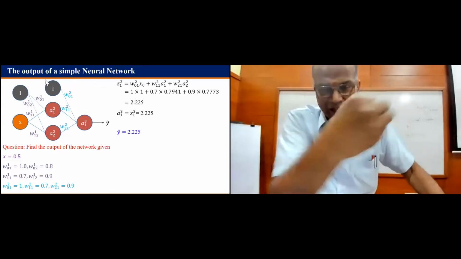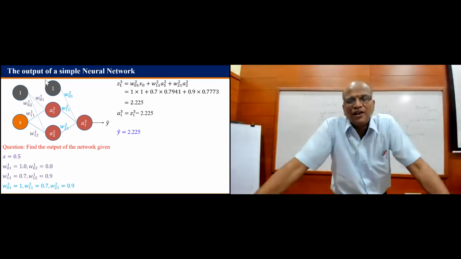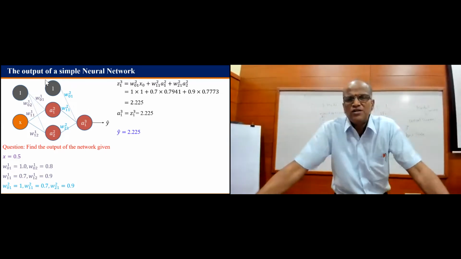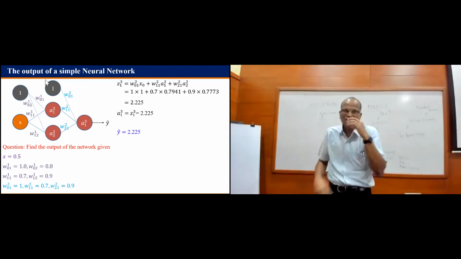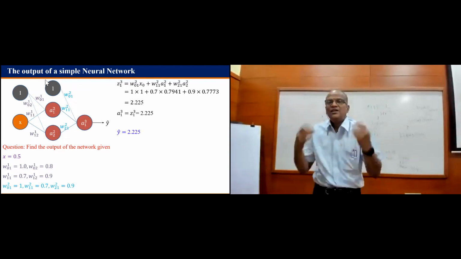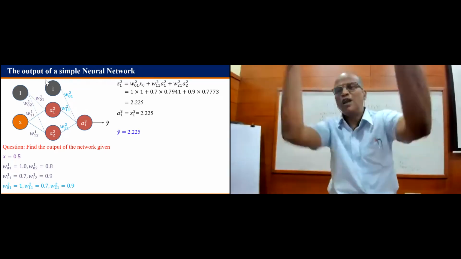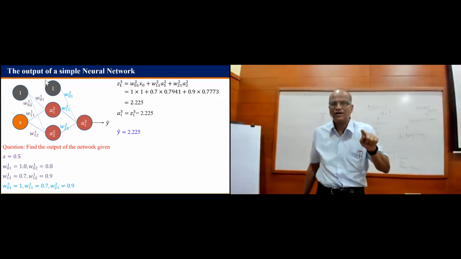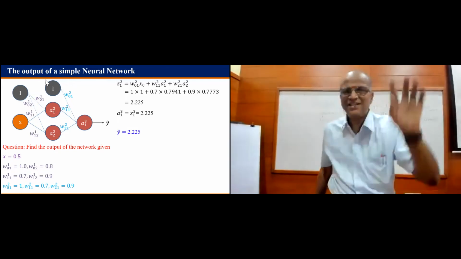So that's how we set the problem. Therefore, given these 7 weights and given that the value of x is 0.5, the output is 2.225. But this is an elementary problem, a very simple problem. The challenge before us is that I have various values of y for various values of x. Can you tell me what those w's are? That is the challenge before us.